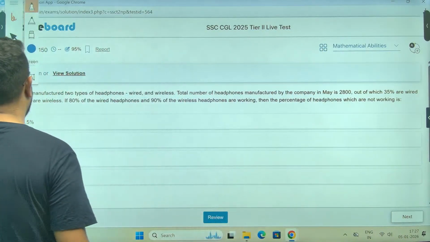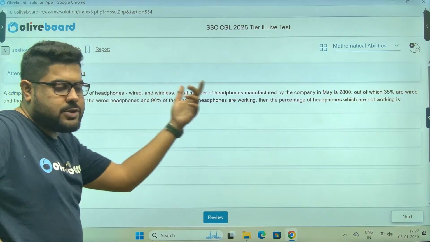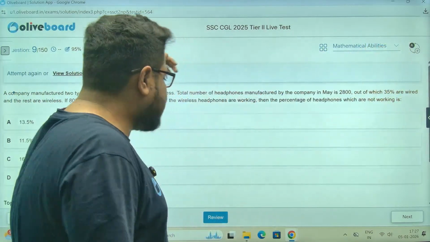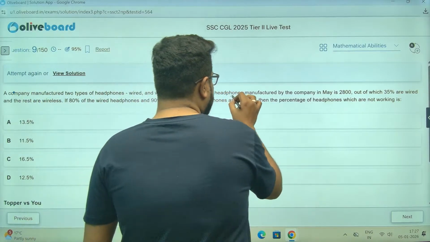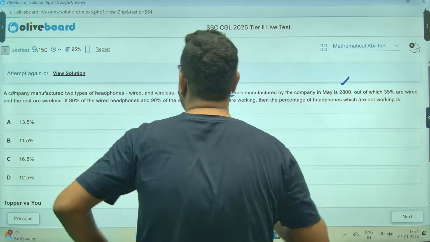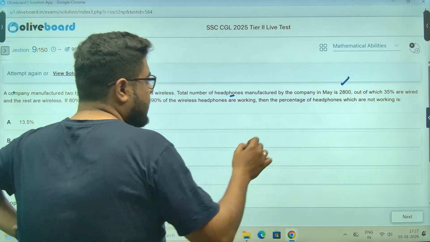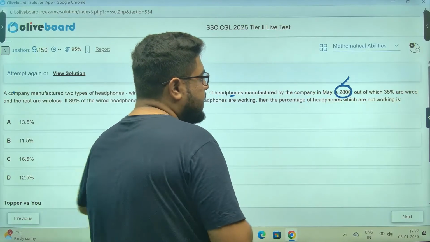Next one. Company manufactured two types. Either you can use weighted average or you can use normal calculation, because it's not a very difficult one. You can simply do this. Headphones manufactured total 2800. I don't think I need it, because I don't think we'll need this value. For the time being, keep it.